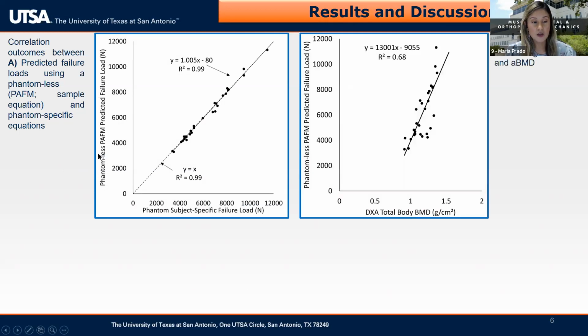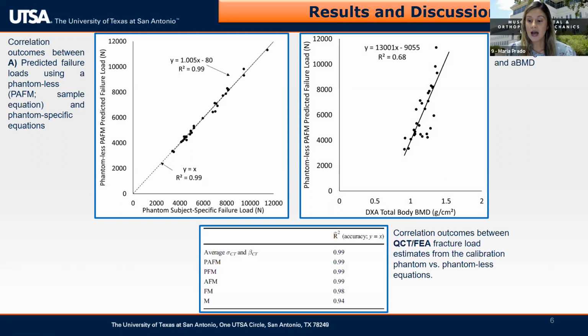On the other hand, in order to validate and evaluate the precision of the predicted fracture load outcomes, the aerial BMD values from DEXA were correlated to QCT-FEA predictions, showing moderate correlation with a value of 0.68. Additionally, the correlation of outcomes between QCT-FEA fracture load estimates from the calibration phantom versus the phantomless calibration were high, with values between 0.94 and 0.99.